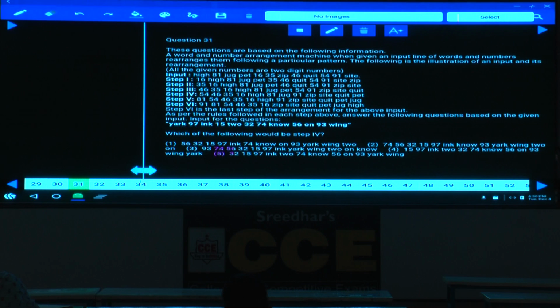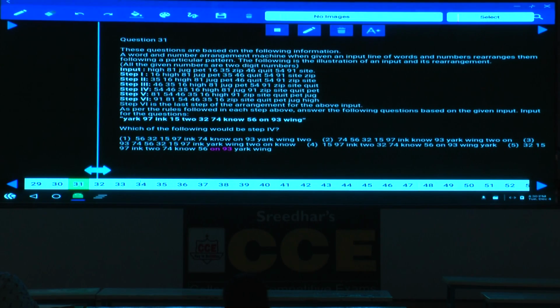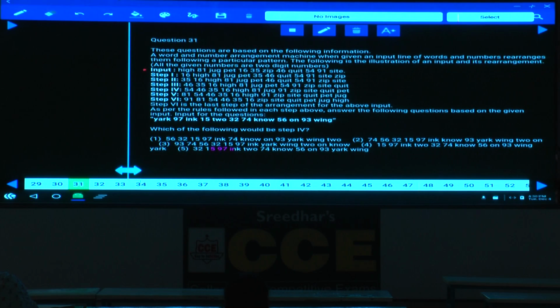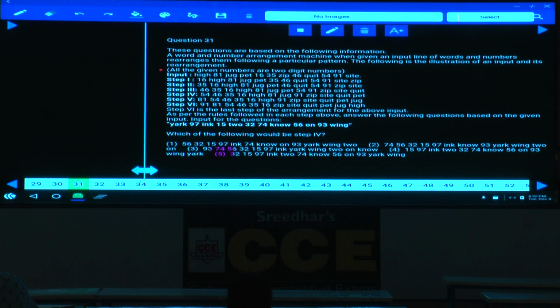Now first we should identify the logic behind this one. In order to identify the logic, we should always compare the input with the final step. What is the input and the final step here? Tell me what is the final output? Now the final output is step 6. Tell me what is happening in this step 6.